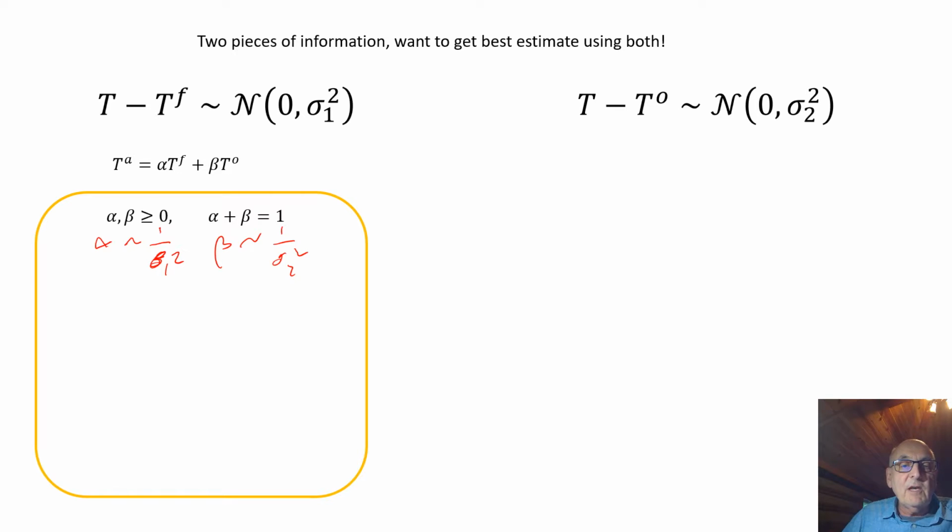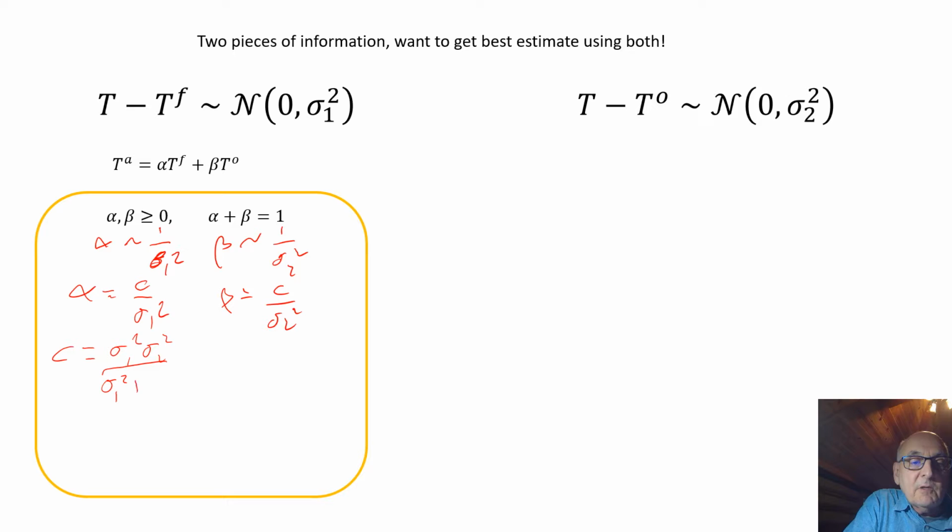Okay, so that seems very natural, but those don't add up to 1, right? So we're going to have to take alpha equal to some constant over sigma 1 squared, and beta equal to some constant over sigma 2 squared, and then we're going to choose the constant so that alpha plus beta is equal to 1. All right, so if you calculate that, you will see fairly easily that C has to be sigma 1 squared sigma 2 squared over sigma 1 squared plus sigma 2 squared.